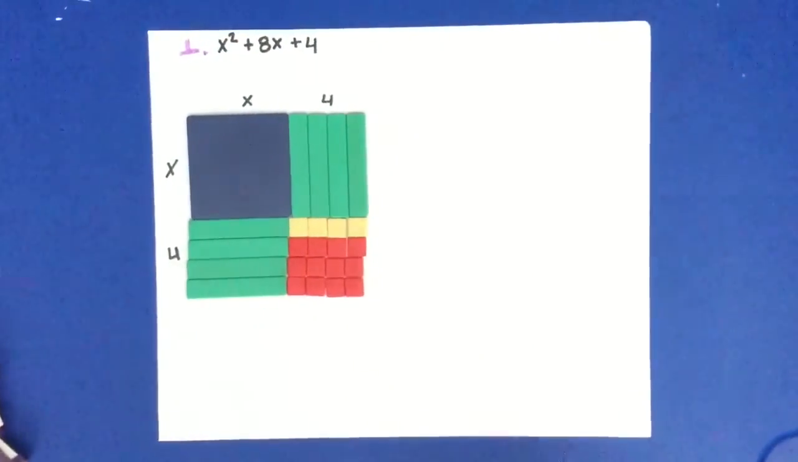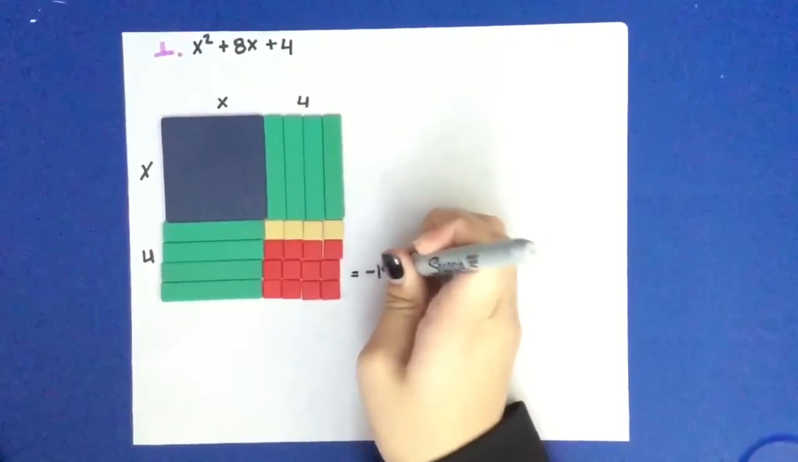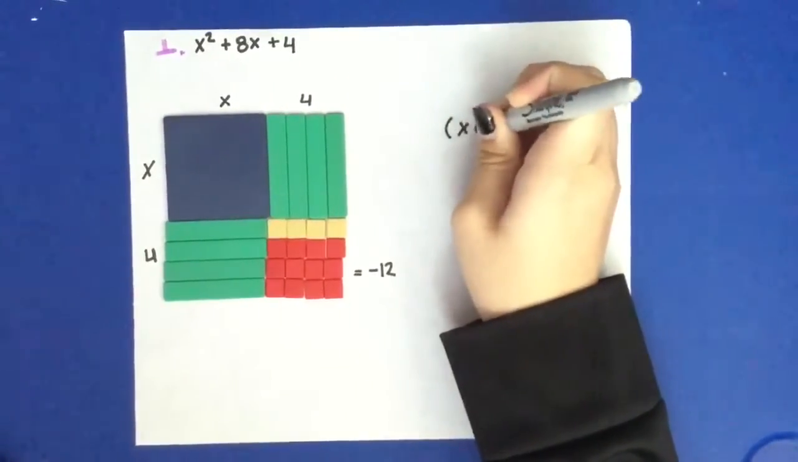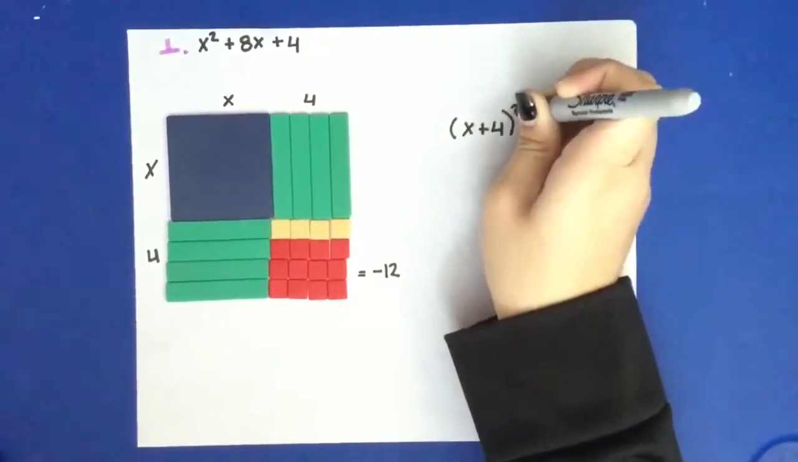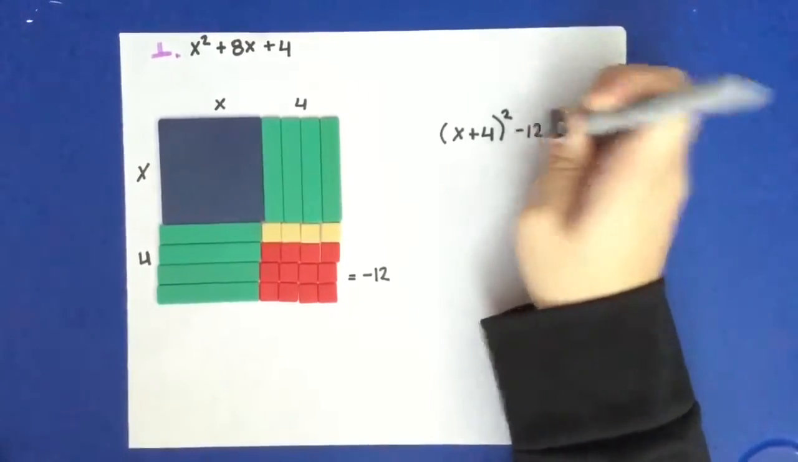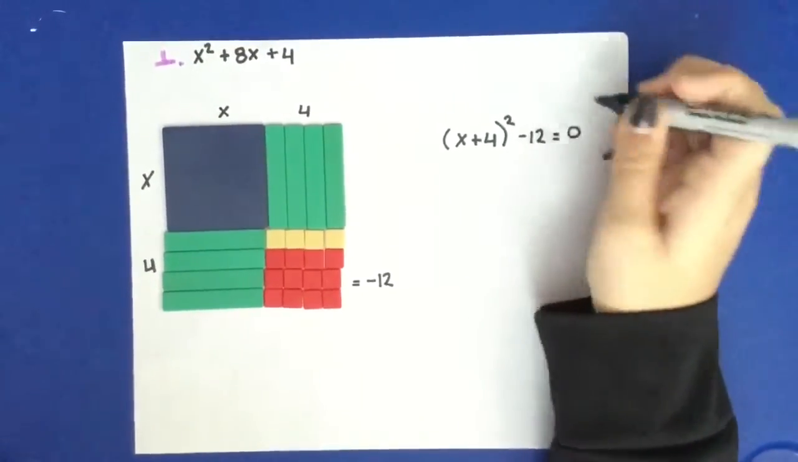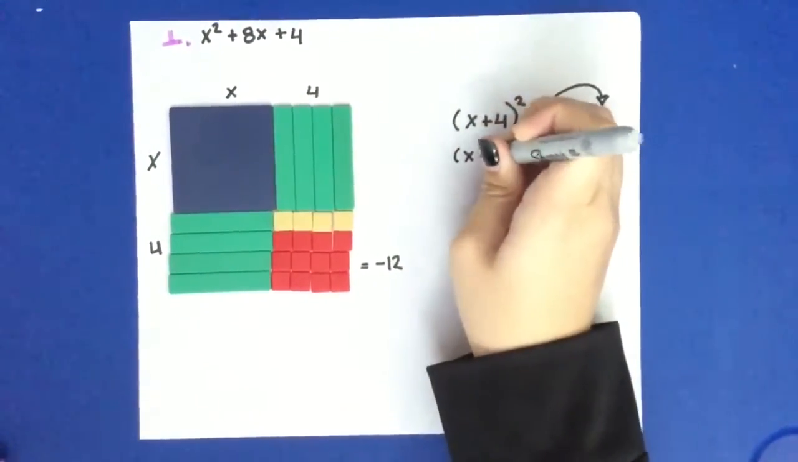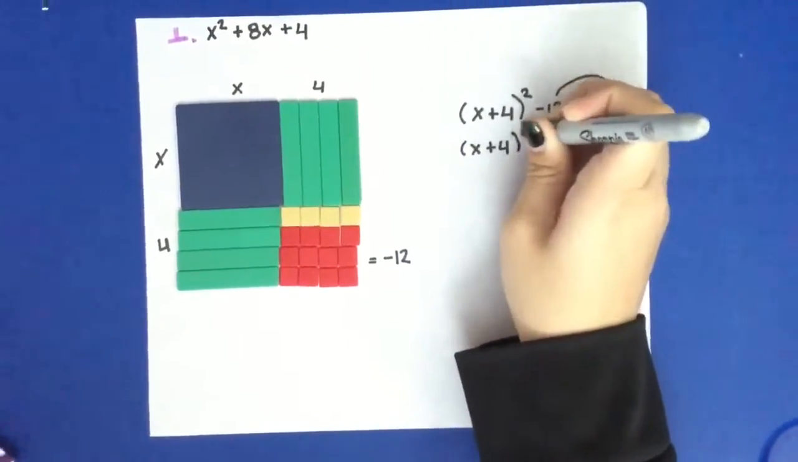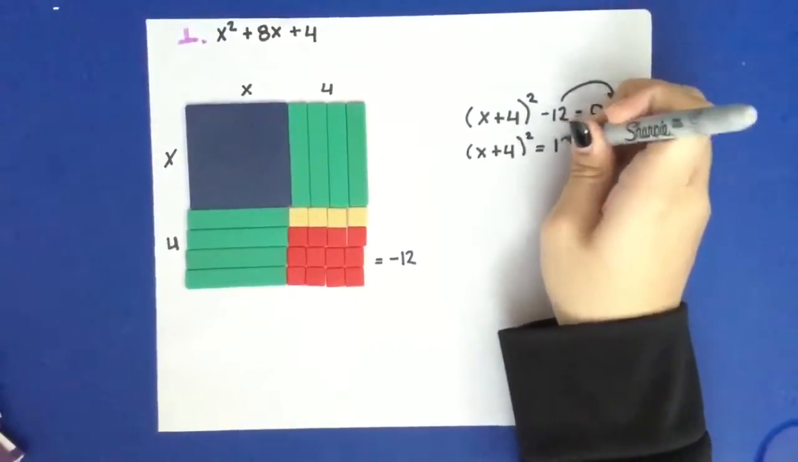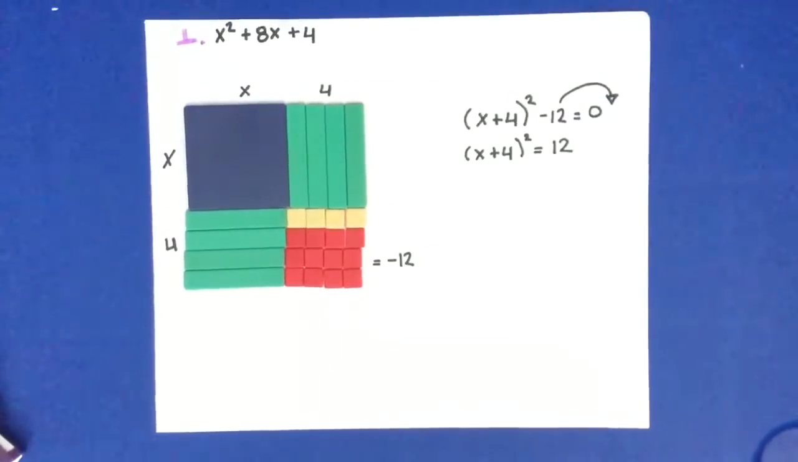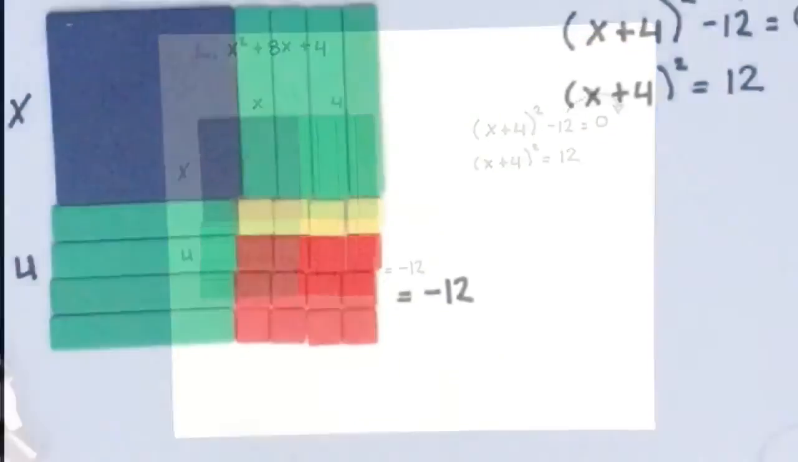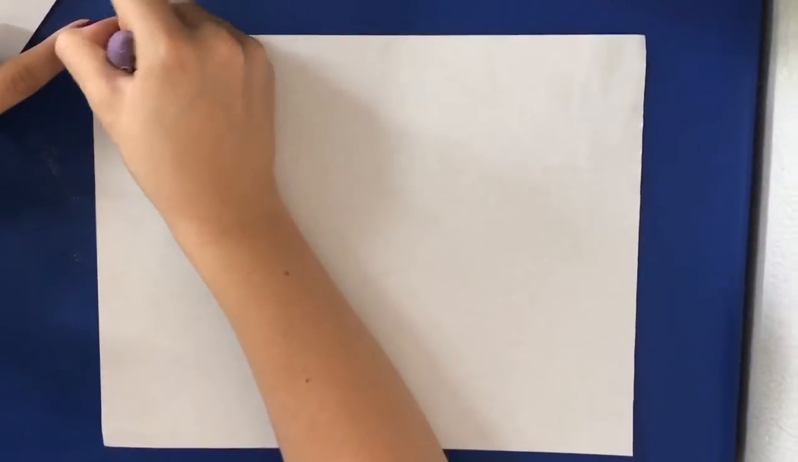After we have completed the square, we put the value of the negative tiles we have, that are the ones that missed, to complete the square. It gives us a negative 12, and then we put the answer, that is the multiplication of each side of the square, that would be x plus 4 squared, and then we put the negative 12, that is the tiles we were missing. This gives us a 0. And then we pass the 12 to the other side to give a final answer of x plus 4 squared equals 12. This is our second case.